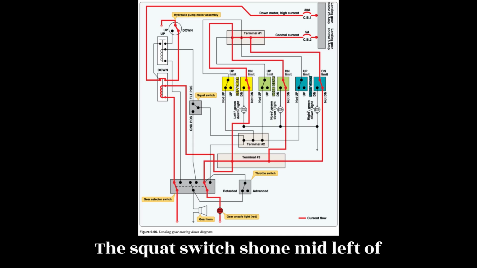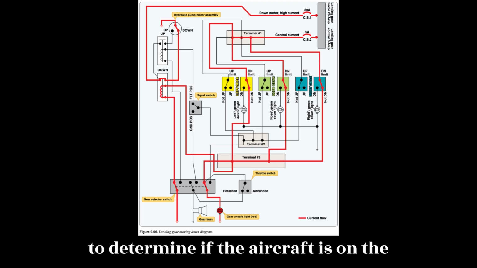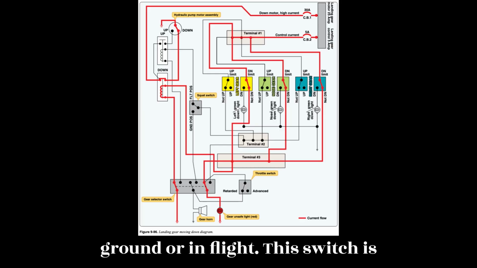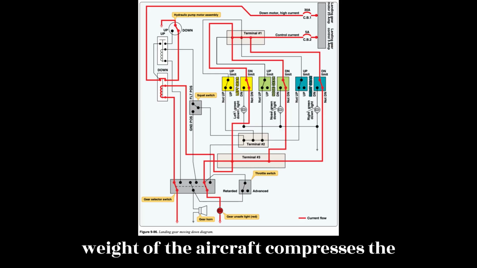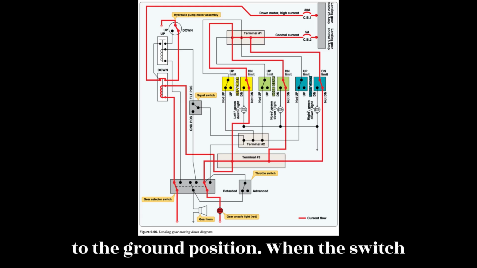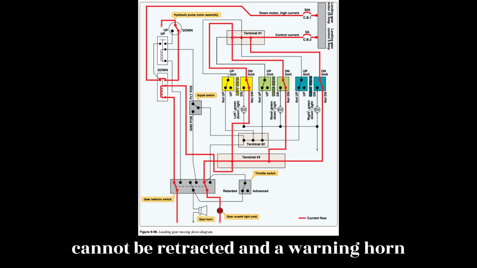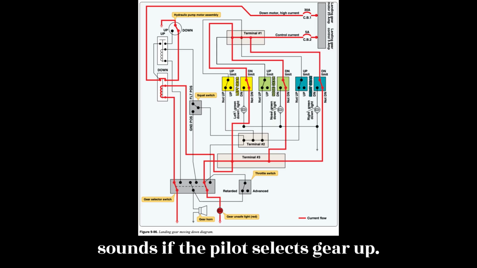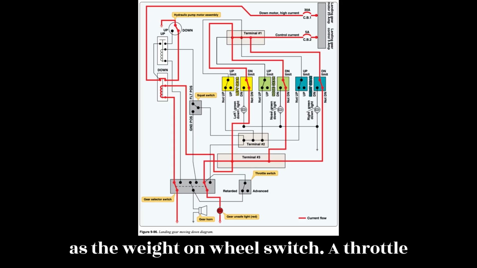The squat switch, shown mid-left of figure 9.96, is used to determine if the aircraft is on the ground or in flight. This switch is located on a landing gear strut. When the weight of the aircraft compresses the strut, the switch is activated and moved to the ground position. When the switch is in the ground position, the gear cannot be retracted and a warning horn sounds if the pilot selects gear up. The squat switch is sometimes referred to as the weight on wheel switch.